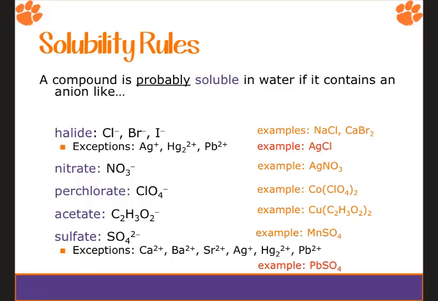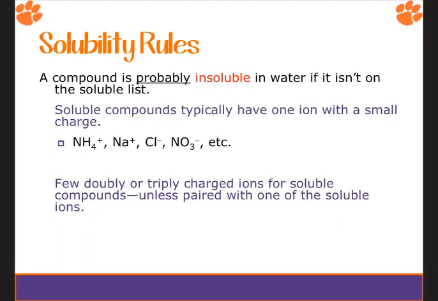And again, when something is insoluble, that means that it does not dissolve. So a compound is probably insoluble if it isn't on the soluble list. We're just going to make that assumption. Soluble compounds typically will have one ion with a small charge, so a +1 or a -1. Very few things that have +2, -2, +3, -3 charges will form soluble compounds unless they are paired with one of your soluble ions.